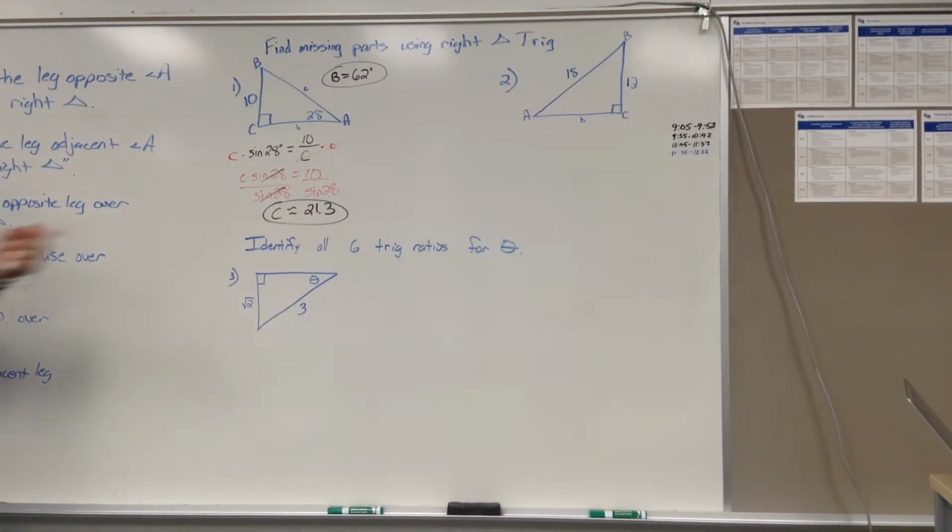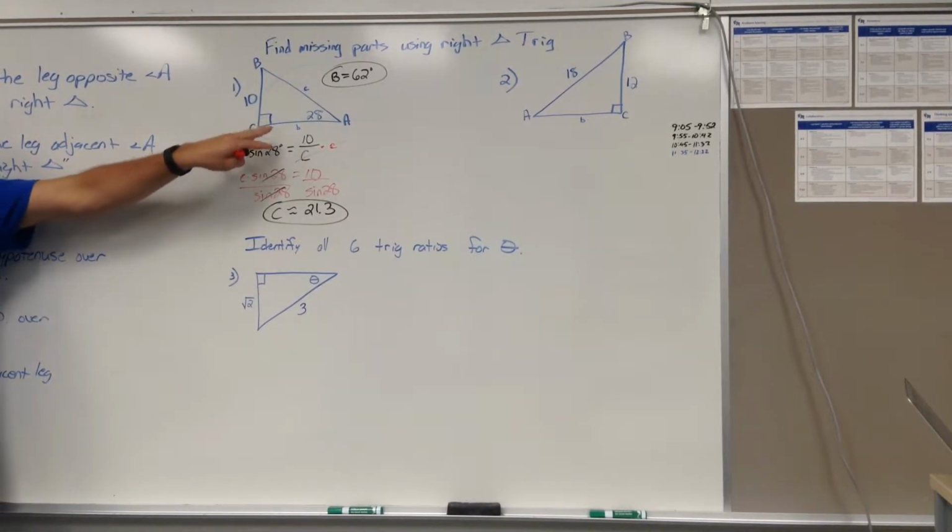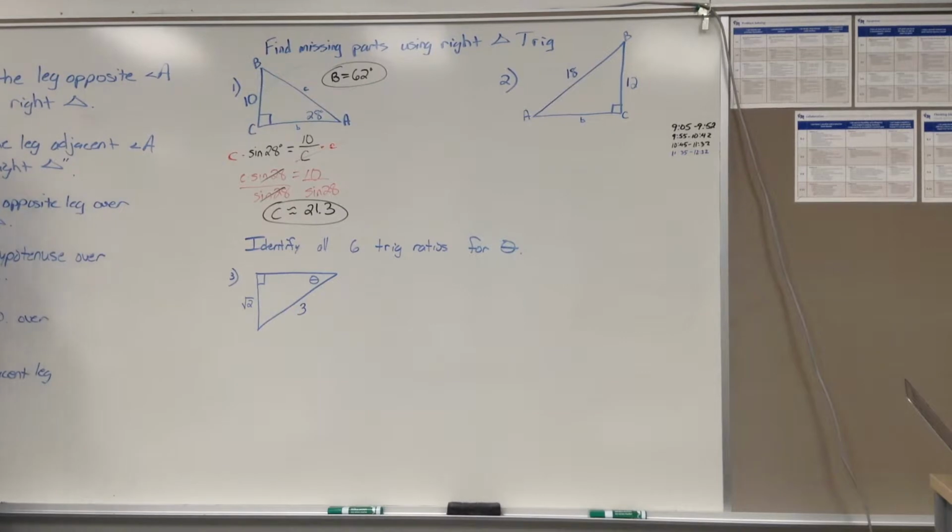So let's just use trig again then. Let's just use a different trig function. Let's not use sine, let's use cosine or tangent to help us find side B. Which one do you think would be best? Both work, but which one do you think would be best to find side B? Sine.